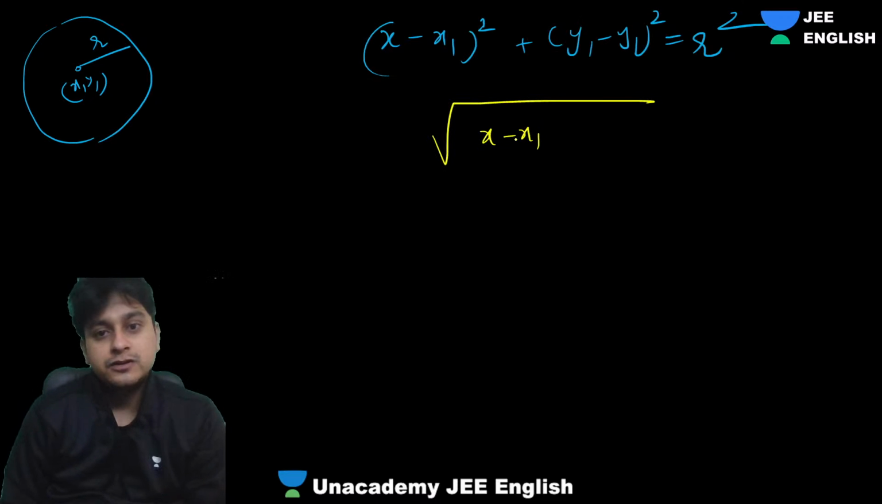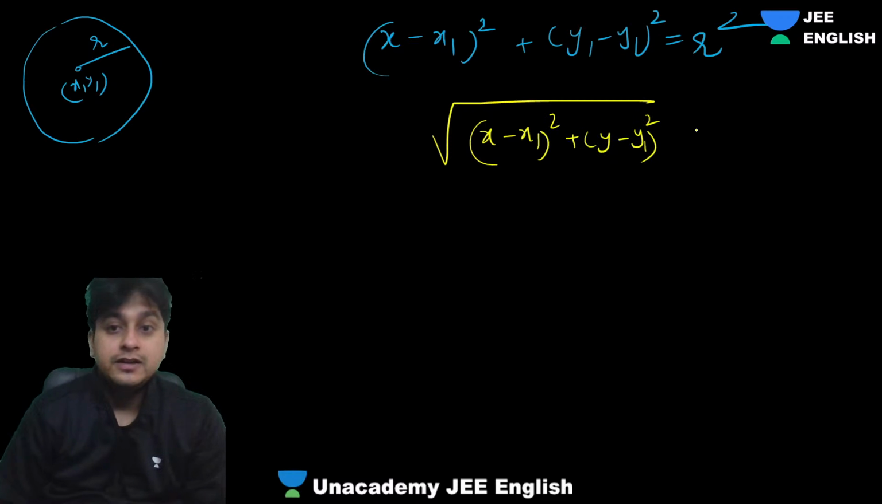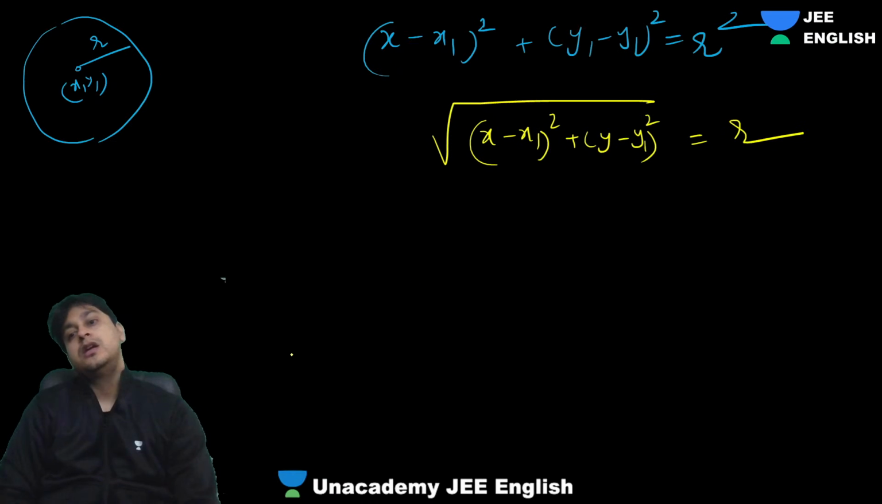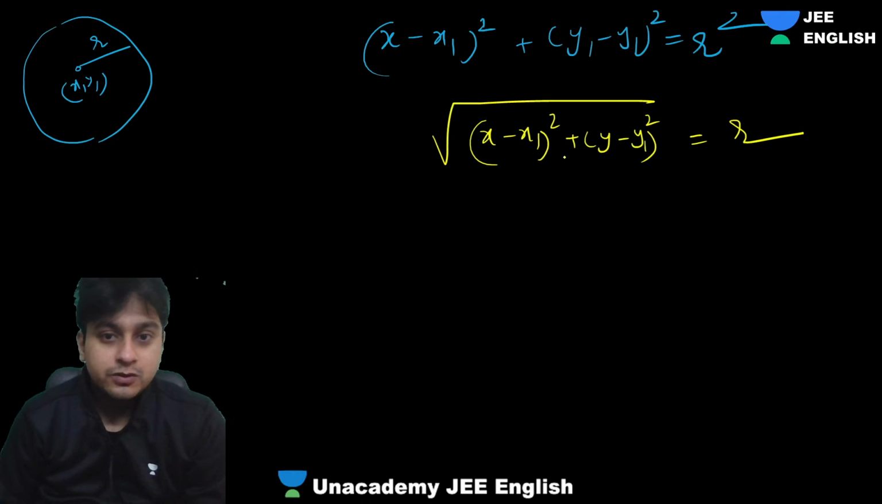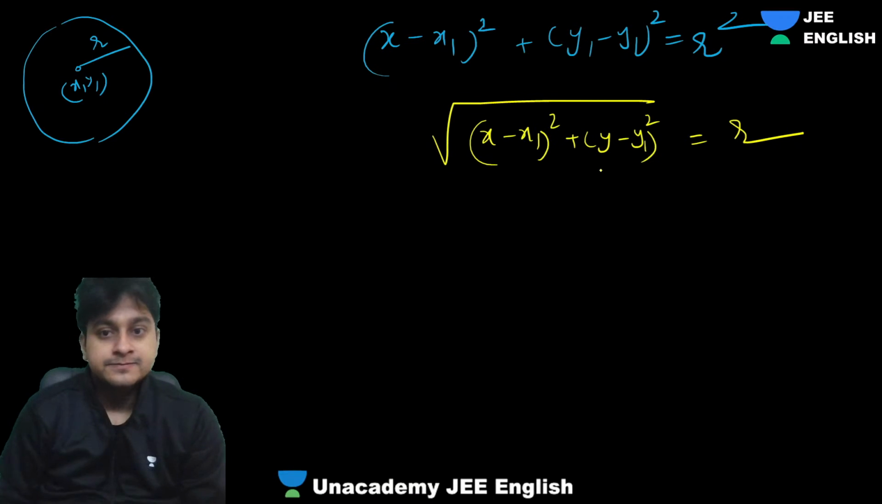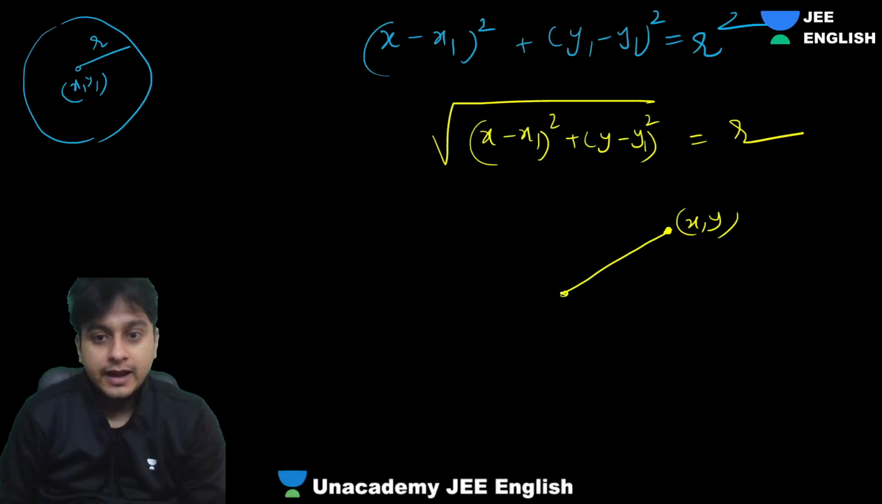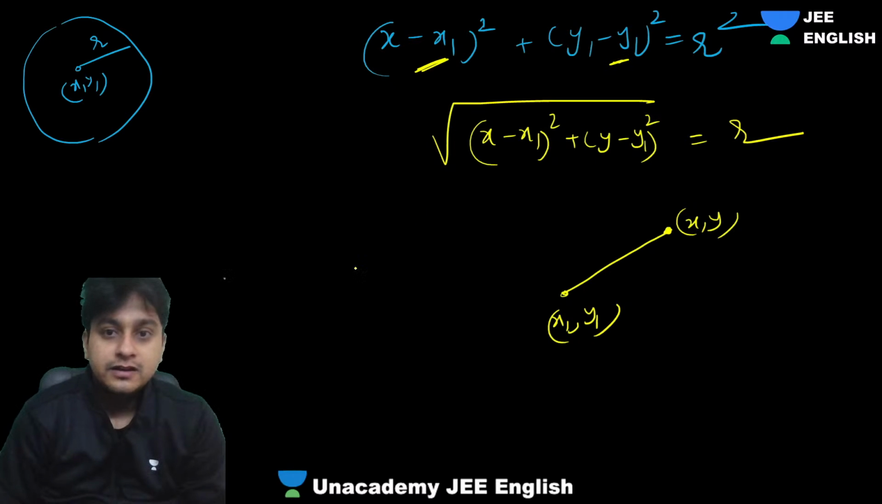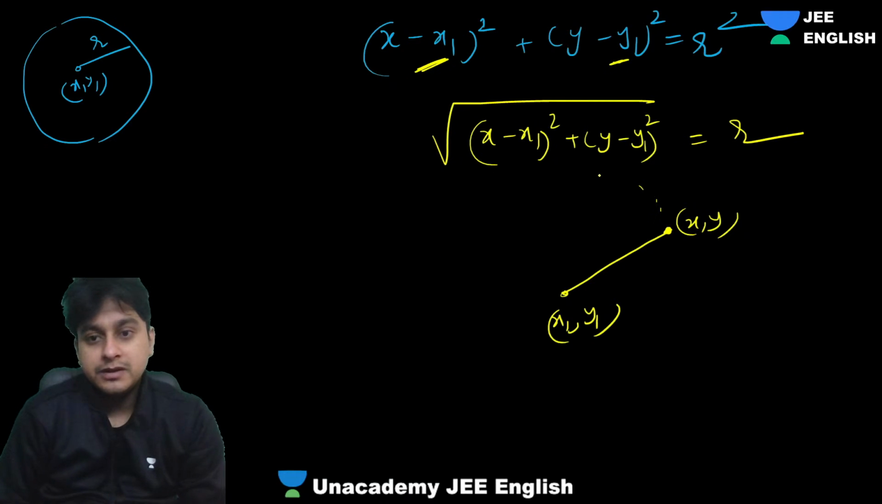Under root of (x minus x1) whole square plus (y minus y1) whole square. Very important concept, guys. Please try to understand it carefully. It is equal to r. So guys, what is it denoting? It is denoting the distance between 2 points, a point (x, y) and (x1, y1). So (x1, y1) is a fixed value, it will obviously be given, and x and y are variables, so x and y can change. They can be here, can be here, can be here, right?